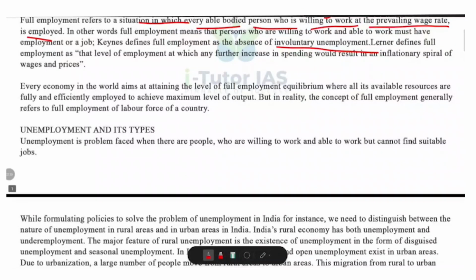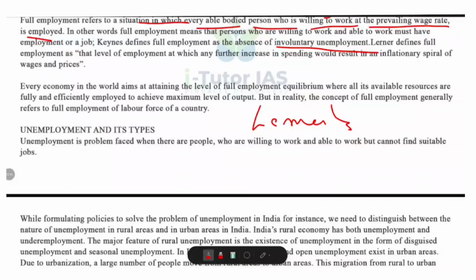And what is Lerner's definition? He said that full employment is that level of employment at which any further increase in spending would cause inflation. That means wages and prices start rising. So according to Lerner, once an economy reaches full employment, trying to create even more jobs only leads to inflation and not more employment.